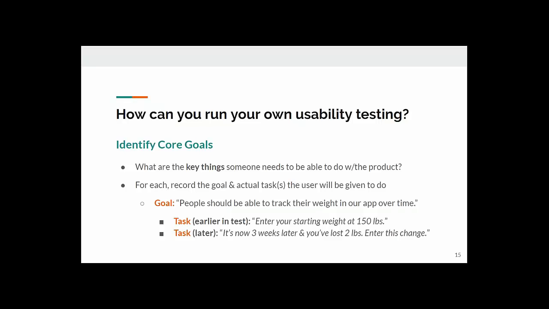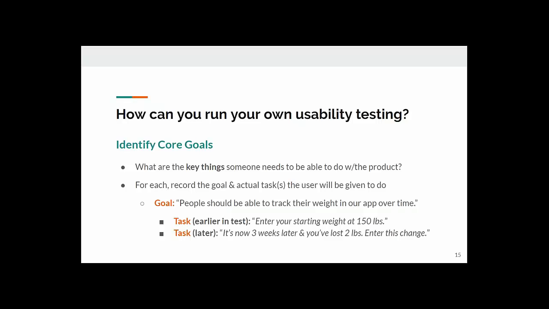For each one, you're going to say, here's our higher level goal, but then you're going to take that and rewrite that into one or more tasks that you're actually going to hand someone to do without any training. So it's got to be written in a way that is going to be relatable to them. It's going to be the way that they're thinking about something if they were coming at it on their own without being part of your testing.